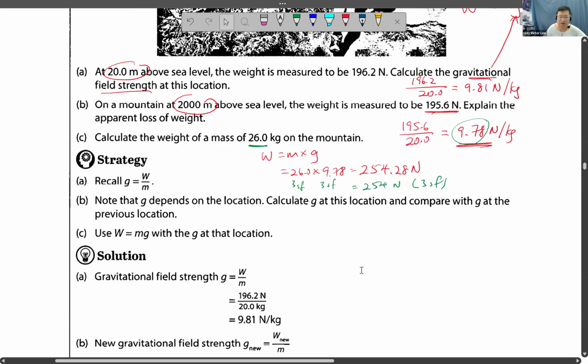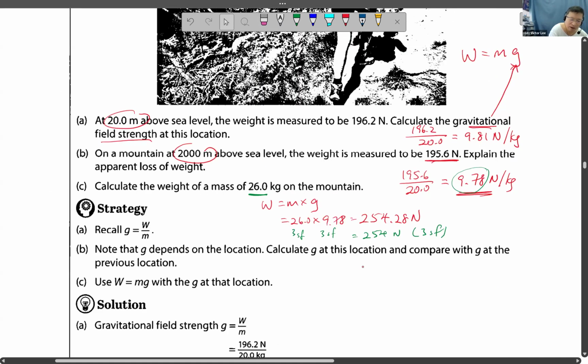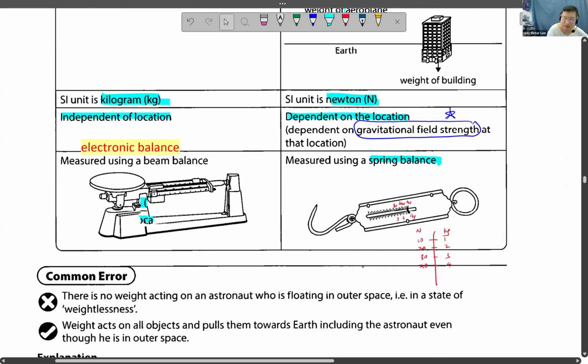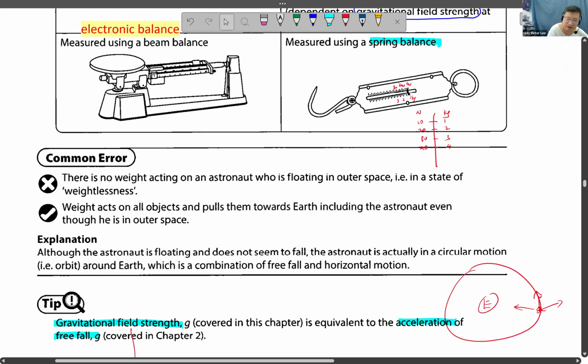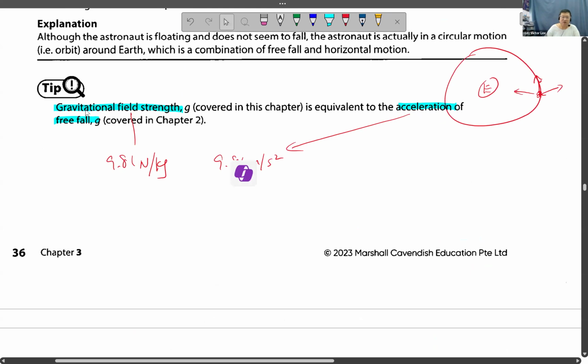So let's use 9.81. Per kg, the acceleration is actually 9.81 meter per second square. The values are the same actually. So gravitational field strength, unit written as how many Newton per 1 kg, is the same as acceleration due to free fall. It's actually 9.81 meter per second square. Later you try to appreciate this.